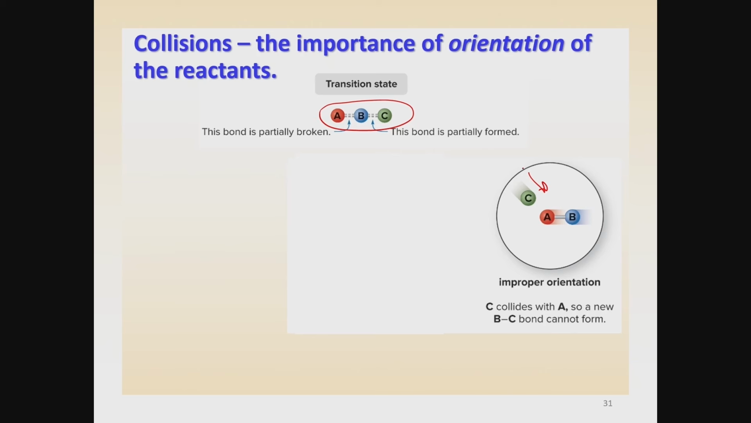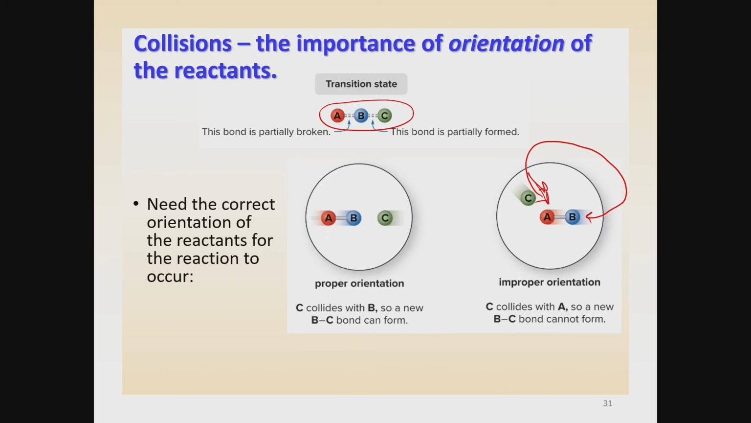So as you can imagine, if C is striking A from this direction here, this is probably not going to do much of anything. So you don't want this to happen. What you want to happen is C to strike B on the opposite side of A. And so that can probably lead to the transition state. And so really what you need is this situation here. This situation is where C is again striking B from the opposite side of A, and then you can see that will lead to this intermediate transition state. So we really don't want the improper orientation here. That's not going to work.